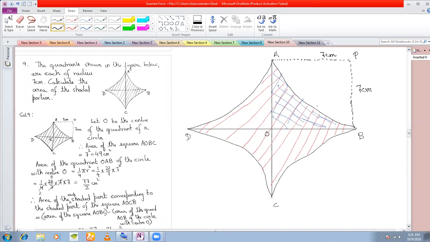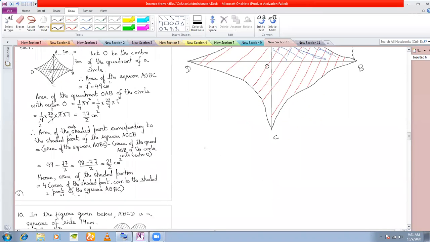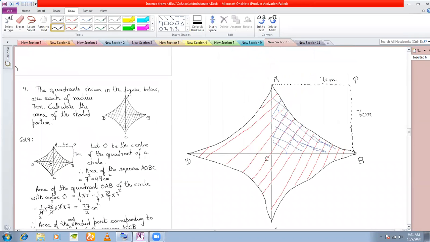ABP is a quadrant of a circle. That is why I have joined it with the help of a dotted line, so that I can complete the quadrant of a circle. So the area of the square AOPB minus the area of the quadrant of a circle. So the area of each shaded quadrant. And see, I'm not writing quadrant of a circle, I'm simply writing quadrant. Area of each quadrant means only the blue part that I'm talking about.